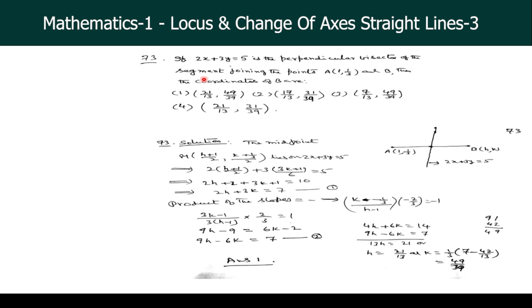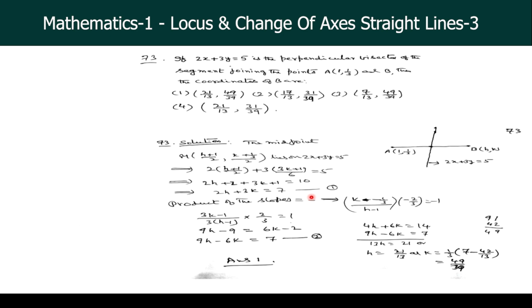then the midpoint M of AB is ((h+1)/2, (k+1/3)/2). This lies on the line 2x plus 3y equals 5. So 2 times (h+1)/2 plus 3 times (3k+1)/6 equals 5, or you will get 2h plus 3k equals 7. Now the product of the slopes is equal to minus 1: the slope of AB and the slope of the given line. If you apply that rule, then you will get 9h minus 6k equals 7.